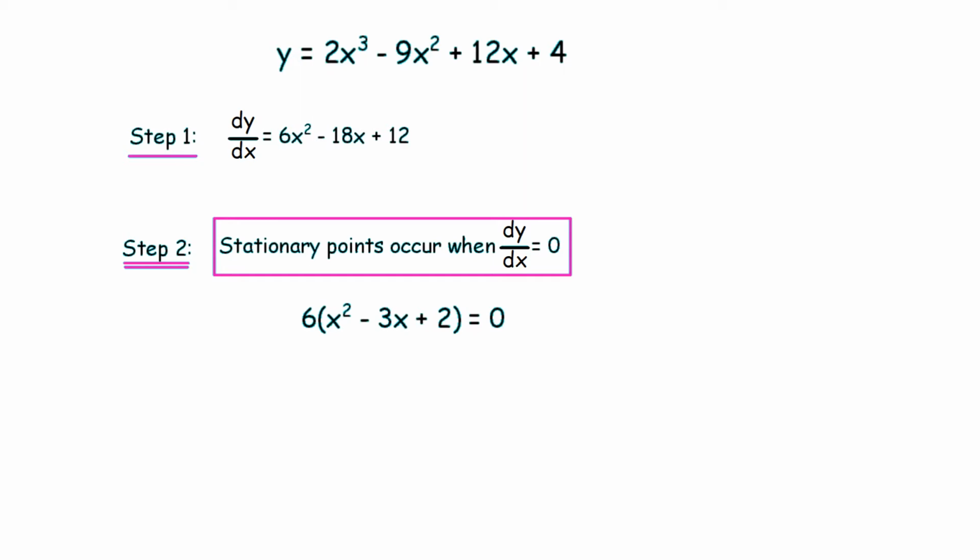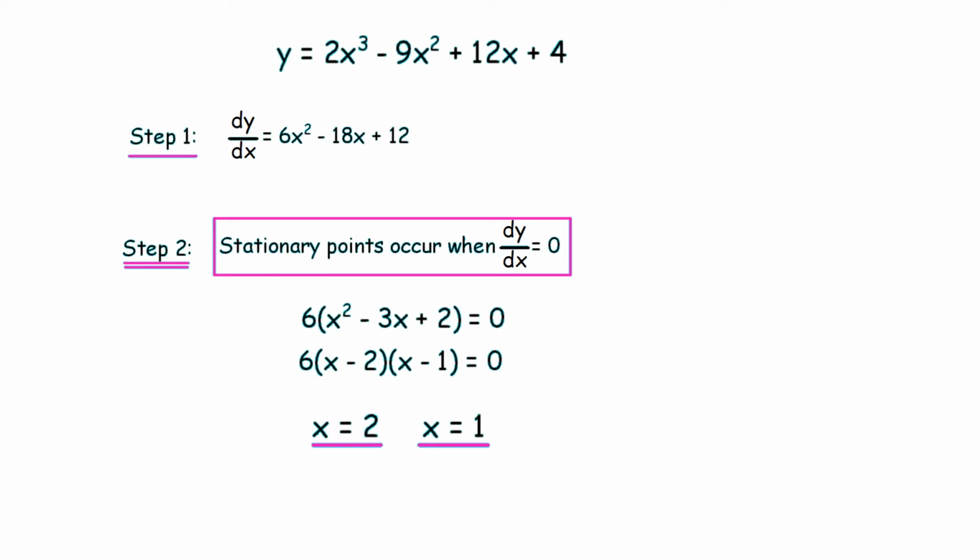If we take 6x squared minus 18x plus 12, we can take out a common factor of 6. That leaves me with x squared minus 3x plus 2 inside the bracket. We have it equal to 0 because that's when stationary points exist, and we need to factorise it further to get our solutions for x. When we factorise that, we get 6 bracket x minus 2 bracket x minus 1. This allows us to get two solutions for x. The answers will be x equals 2 and x equals 1.